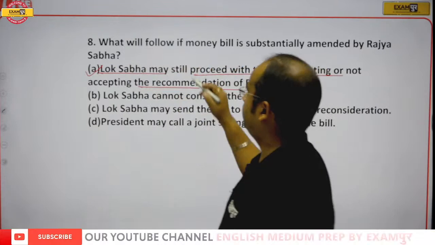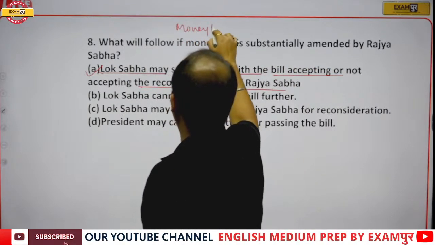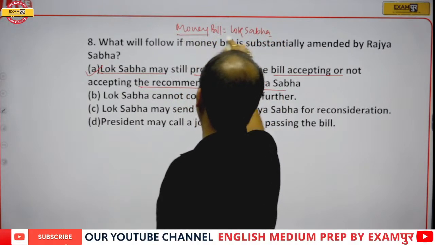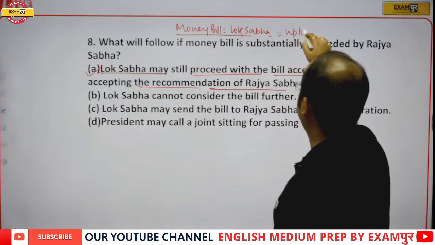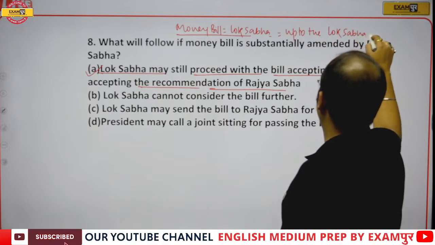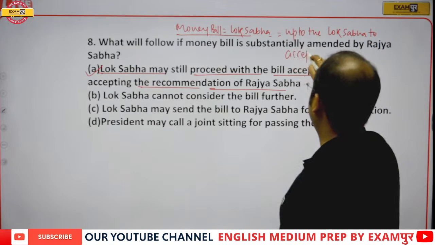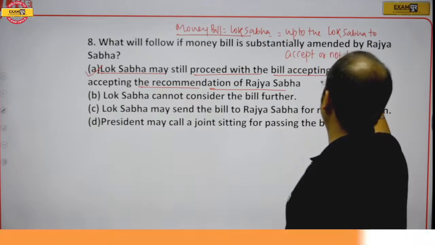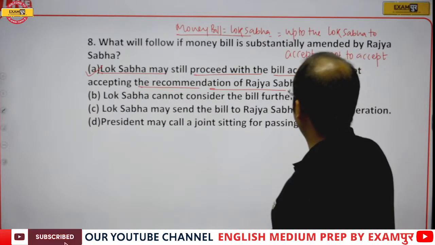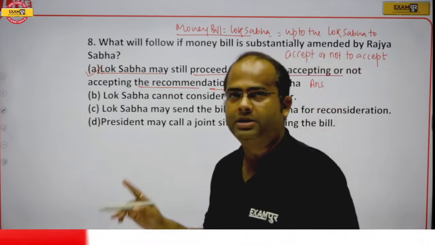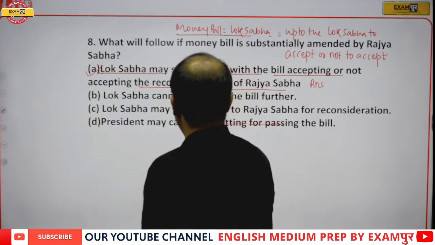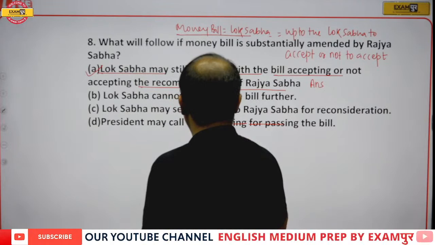A money bill is always presented in Lok Sabha, and it is up to the Lok Sabha to accept or not to accept. That will totally depend upon the Lok Sabha. So the correct answer will be, guys, option A. And a joint sitting cannot be called on a money bill.